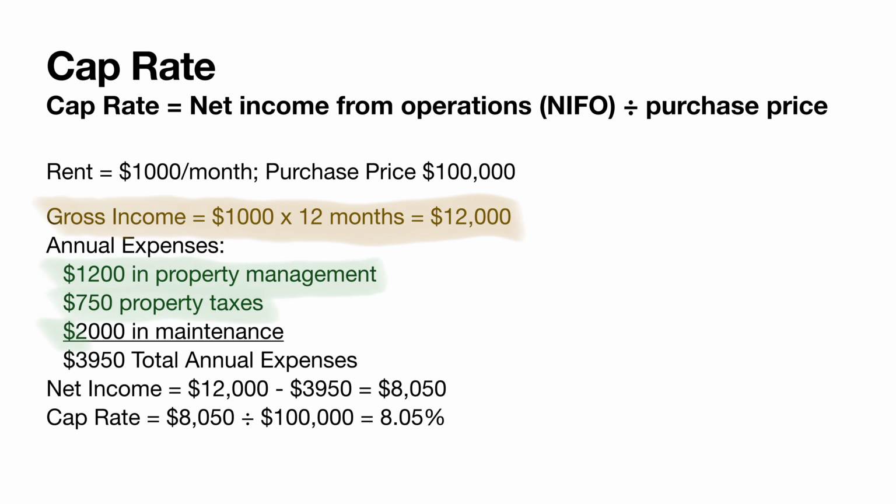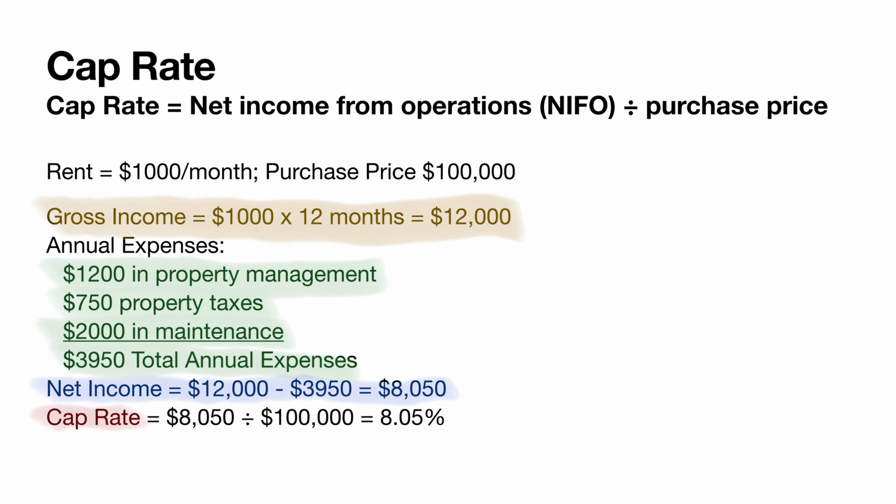Let's assume that property taxes are, in this example, $750 a month. And let's assume that it costs about $2,000 a year to do whatever maintenance and repairs are needed for that. When you add those together, you get $3,950. Those are your annual expenses. So what you do is you take $12,000 in gross revenue, subtract the $3,950 in expenses, and that leaves you $8,050. That's your net revenue from operations.